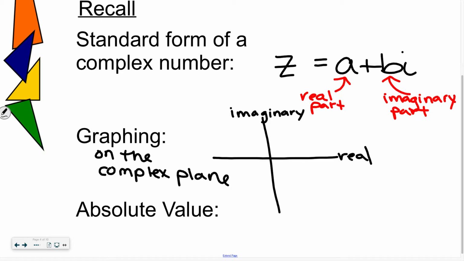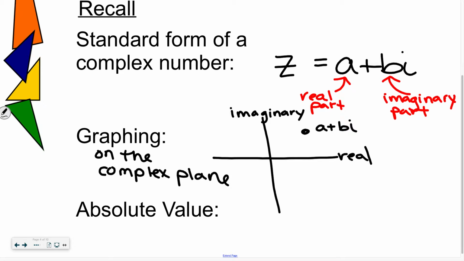This will be important that you can plot one of these complex numbers in the correct quadrant, because we're going to be finding angles, so we'll need to know which quadrant that angle is in. So for example, let's say I'm going to plot a plus bi. It's just like plotting a point.